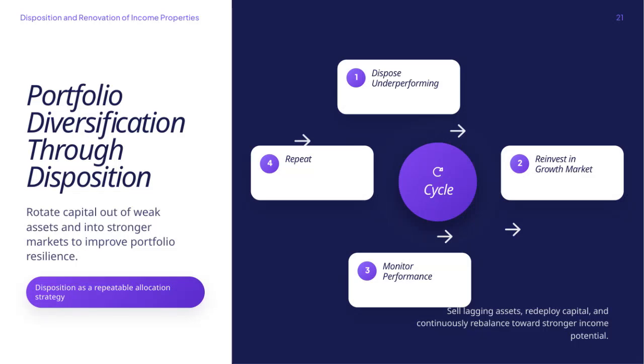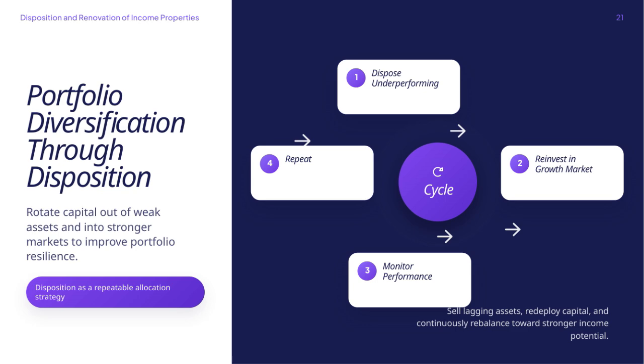Here, we're focusing on portfolio diversification through disposition, which is essentially the process of rotating capital out of weaker assets and redirecting it into stronger markets. This strategy helps improve the overall resilience of the portfolio. The key idea is to treat disposition as a repeatable allocation strategy.